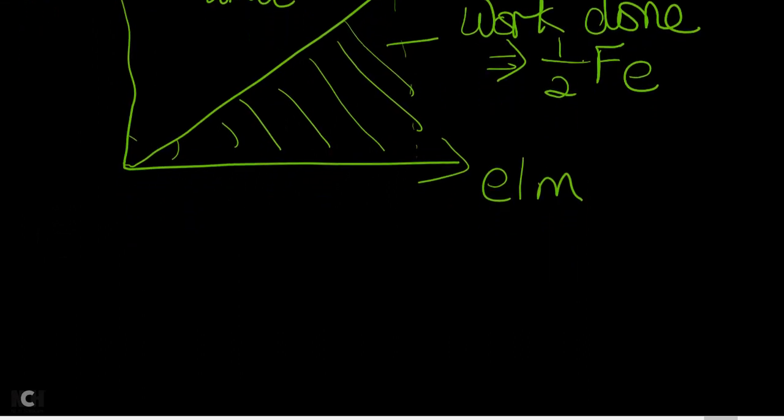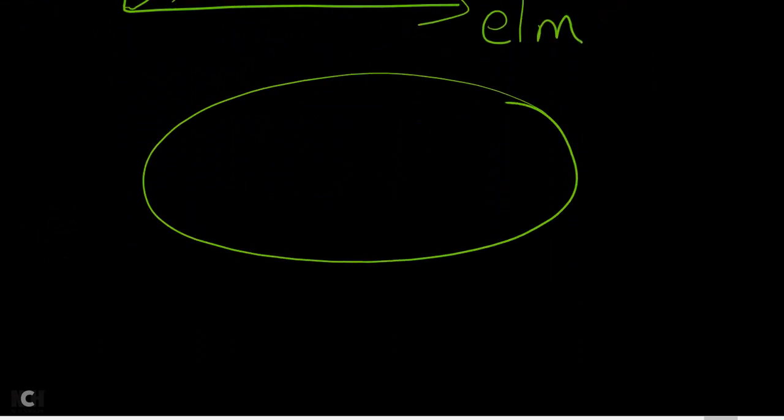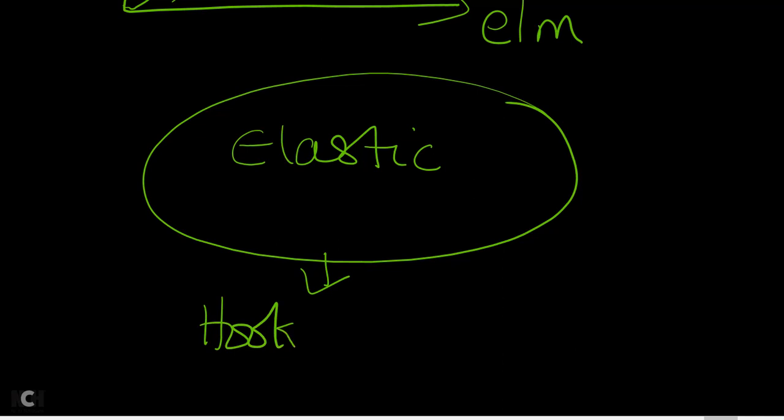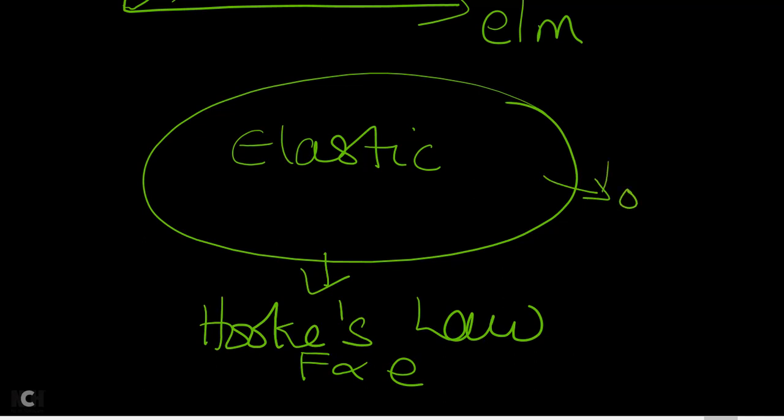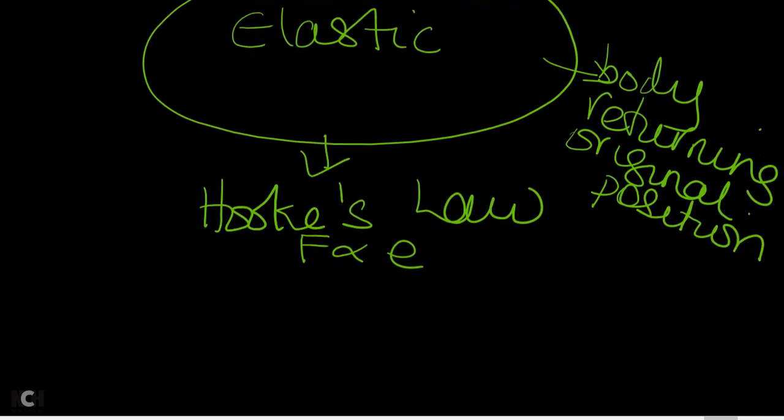Now, when you talk about elastic or plastic deformations, we can look at the concept of an elastic deformation. So an elastic deformation is one which obeys Hooke's law, where we say F is proportional to E, and you have the body returning to its original position, and that's most important, right? The molecules return to their original equilibrium position.